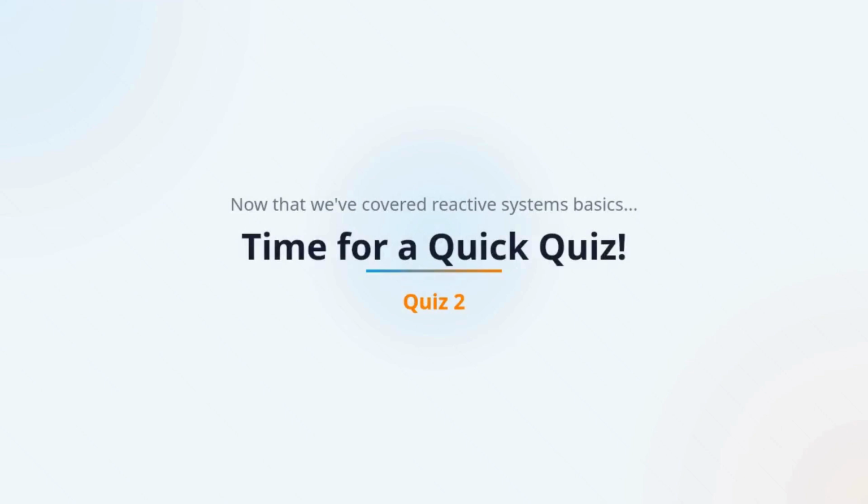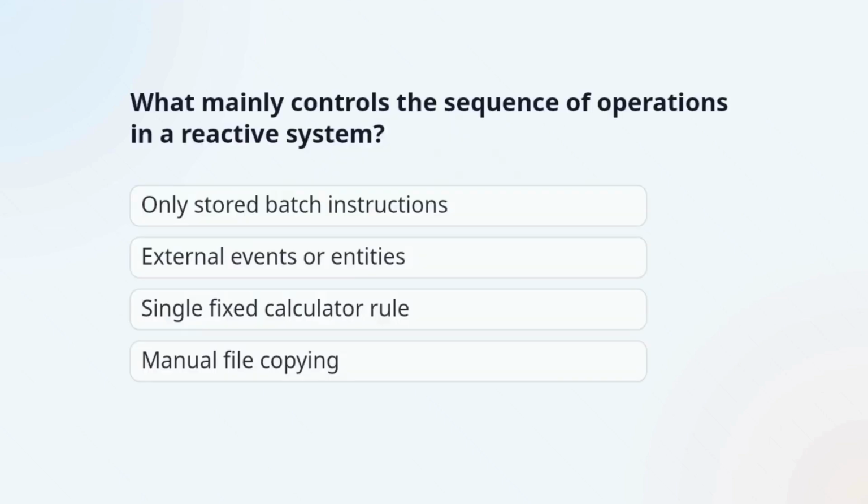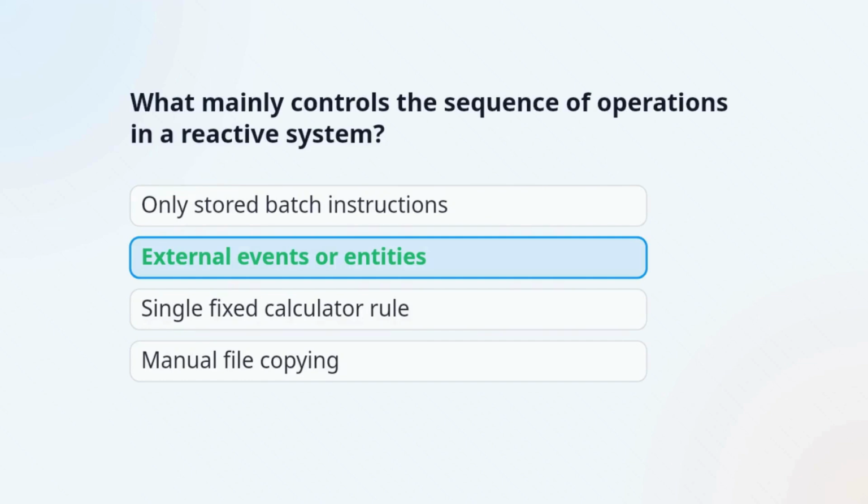Now that we've covered reactive systems basics, let's test what we've learned so far. Here's quiz number 2. See if you can get it right. Question 1. What mainly controls the sequence of operations in a reactive system? The correct answer is external events or entities. Reactive systems respond to outside events, so their flow is influenced by the environment or external triggers.